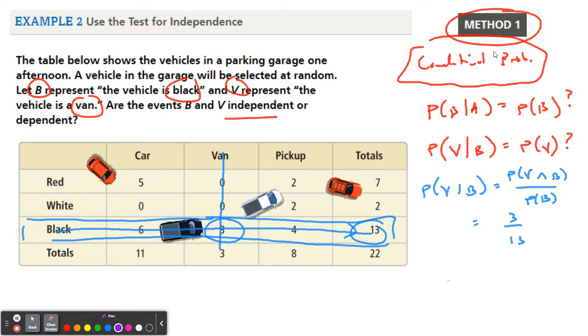And now I need to find the probability of being a van. So now I just look at the van total, 3, out of the total, 22.